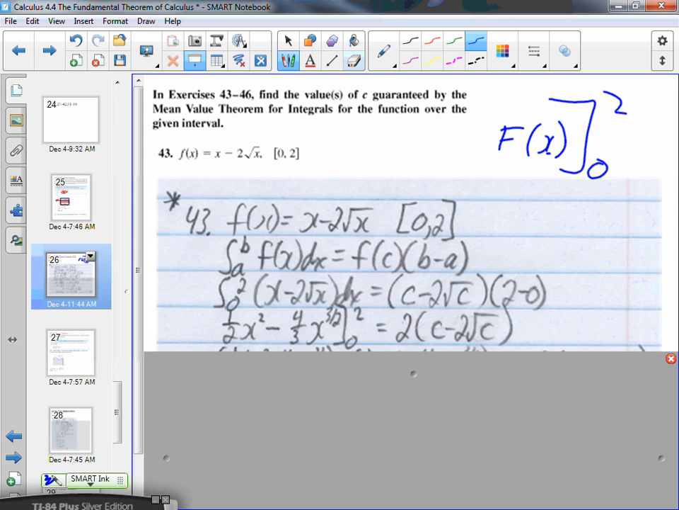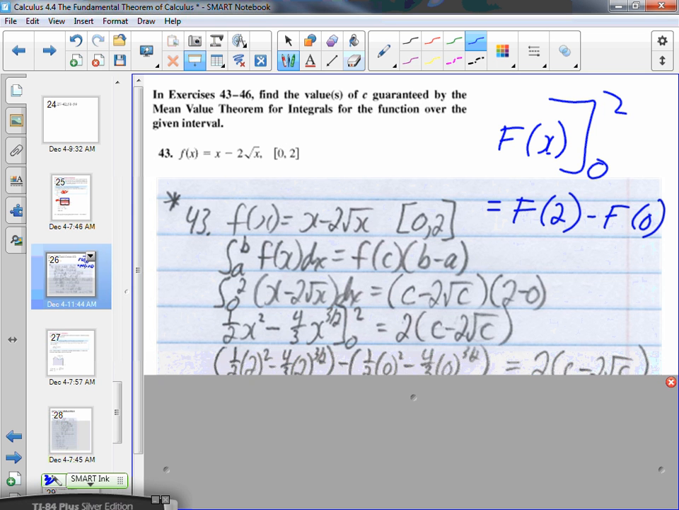Now we do the evaluating. So now we're to the stage where we need to do capital F of, in this case, 2 minus capital F of 0. It's capital F of b minus capital F of a. So we evaluate our antiderivative for 2. That's what I have underlined in blue. Put a minus sign, and we evaluate our antiderivative for 0. That's what I have underlined in red. And it's arithmetic from here on out on the left side.